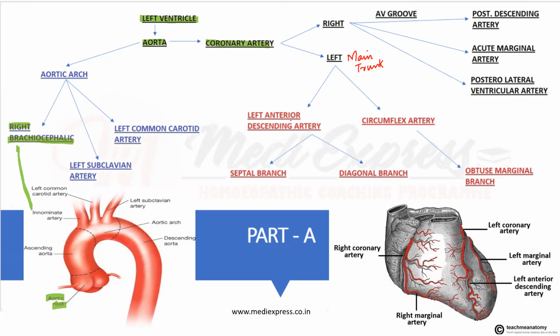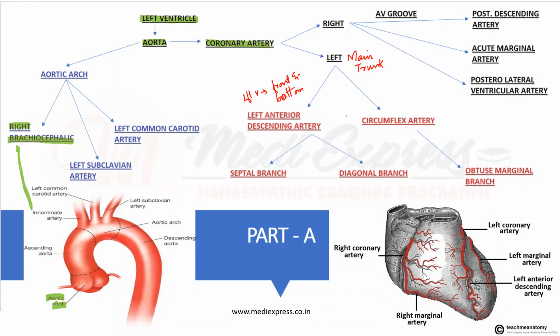Now, talking about the left anterior descending artery, remember, it supplies blood to the front and bottom of the left ventricle and the front of the septum. Remember, it supplies to the left ventricle, in all, the front and bottom of the left ventricle.